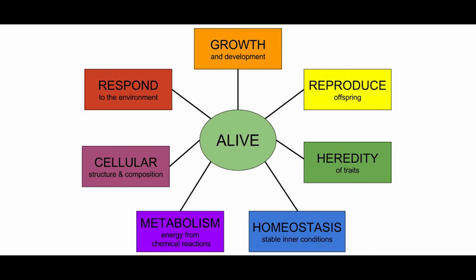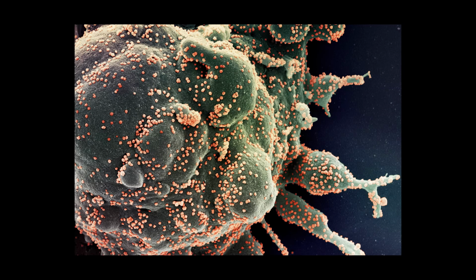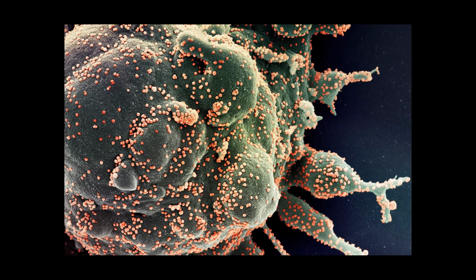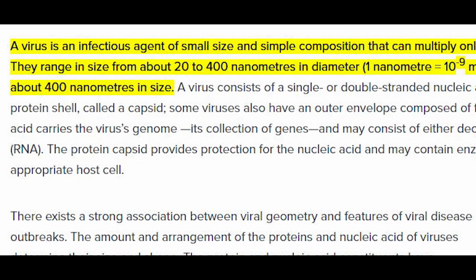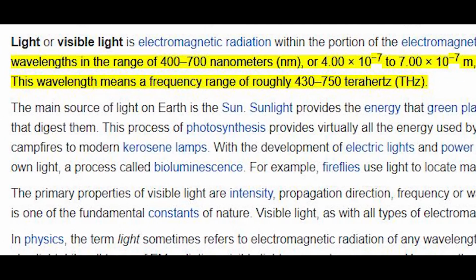Viruses don't exhibit most of the above, and the ones they do, they can't do independently. They need a host cell like this to do it, and in the process of doing it, end up killing the host cell. Viruses are generally too small, smaller than the wavelength of optical light.